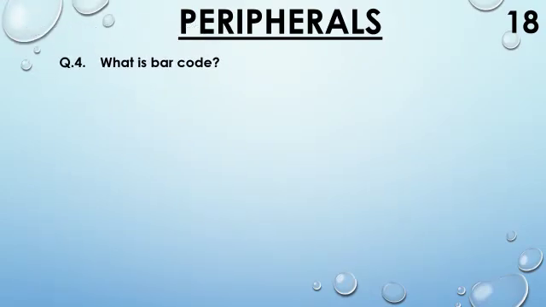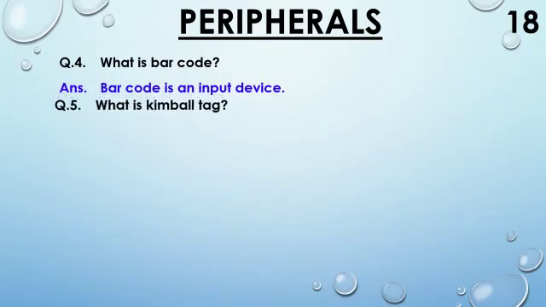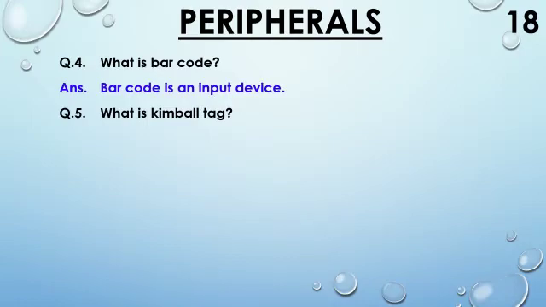Question number 4, what is a barcode? Answer: a barcode is an input device. Question number 5, what is a gimbal tag? The answer is, a gimbal tag is an input device. Now the questions and answers have finished. Let's start the fill in the blanks.